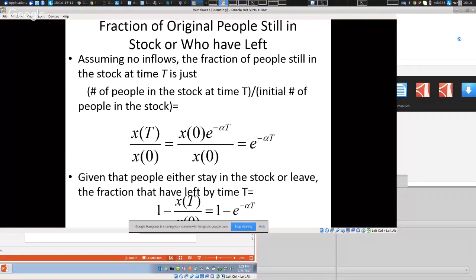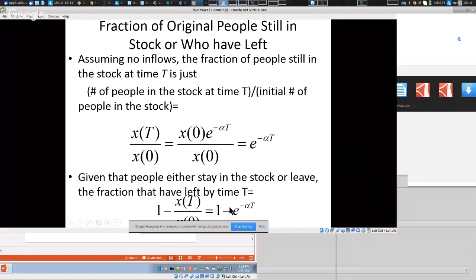Do you see that? 1 minus e to the minus alpha t. See that? That's the fraction that have left by time t. The fraction that remain is e to the minus alpha t. Fraction that have left is this.